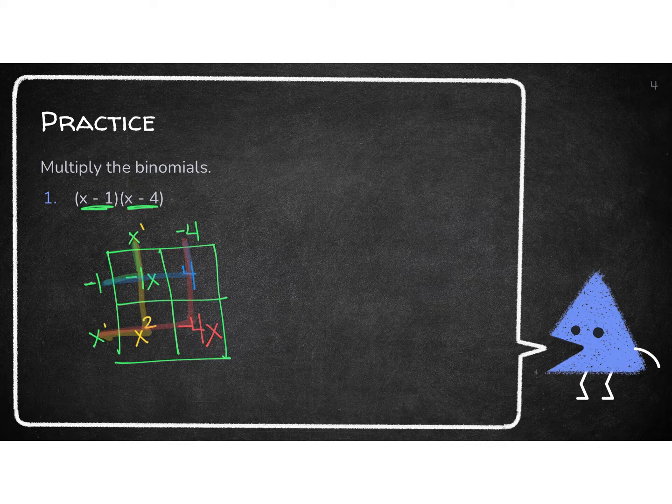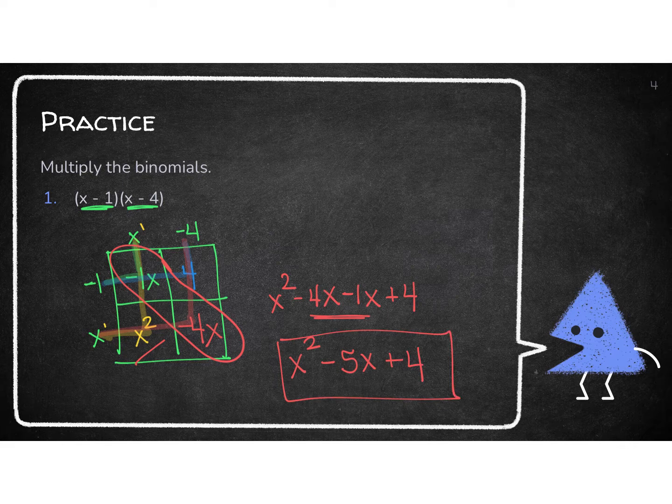So from here, you're going to see that these two terms right here both have x's. So there's our like terms. So I still have my x squared, and then I have my negative 4x, my negative 1x, and my positive 4. These two things are going to be like terms, so I'm going to combine them. I get x squared minus 5x plus 4. None of those are like terms, so I can't combine them any further.